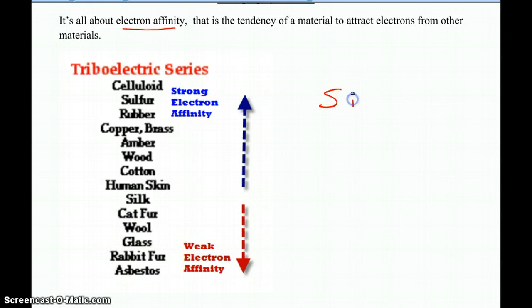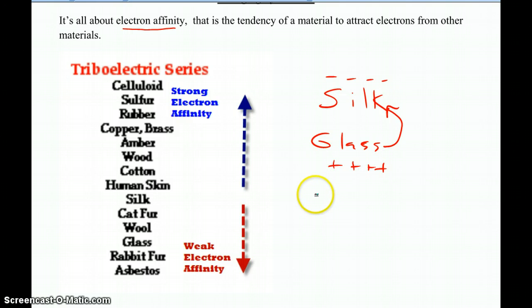So if we rub silk against glass, which is one of the things we tried in the lab, because silk is higher on the table, the electrons will go from the glass to the silk, making this negatively charged and leaving behind positive charge on the glass. And again, it's not that we gained or created a charge, it's that we moved charge. And the only thing we're moving are the electrons. Protons are stuck in the nucleus. They're not going anywhere.